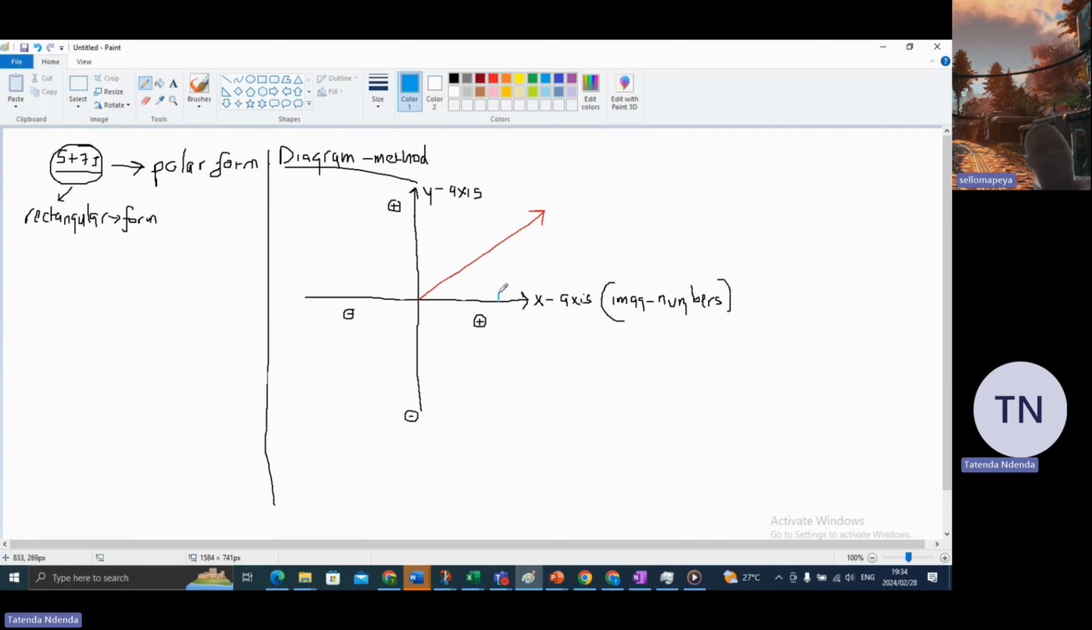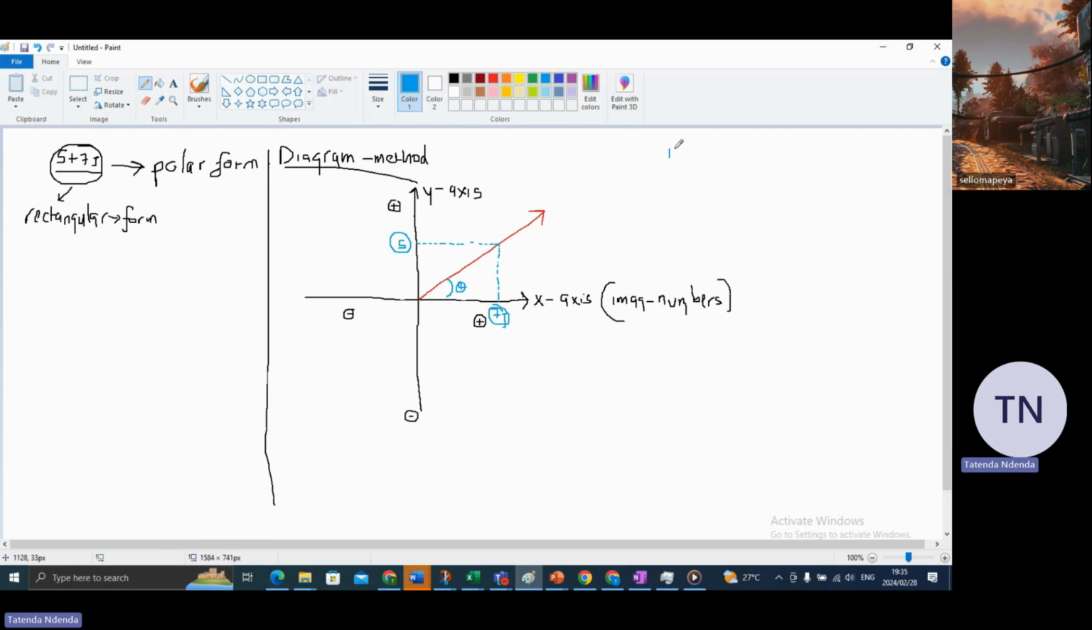So we're just going to have this, then also this. So this one, which is the imaginary, is going to be our 7j, and this one, the real line or real axis, you're going to have the 5. So now, when you have placed these two variables here, we have completed the diagram. But now remember, we haven't changed this from rectangular form to polar form. So now how do we convert that?